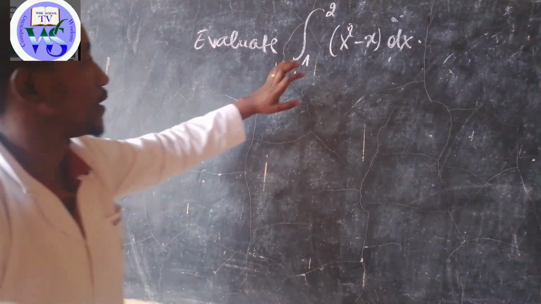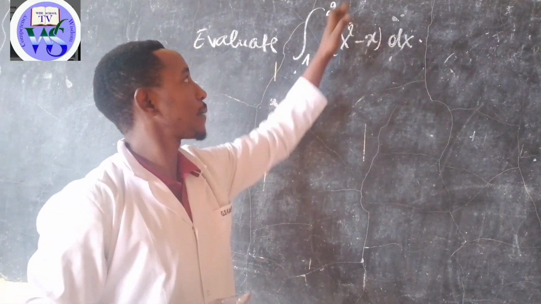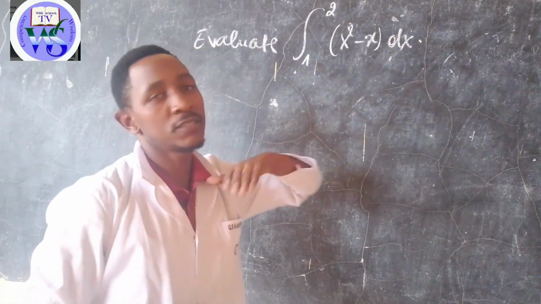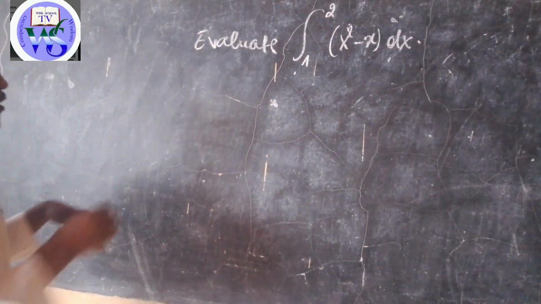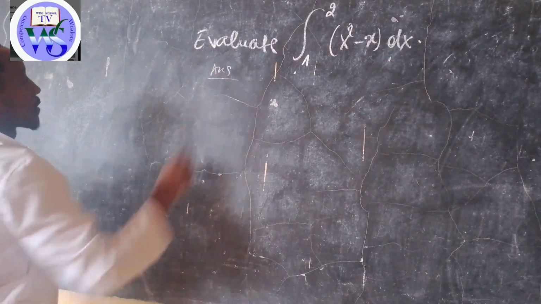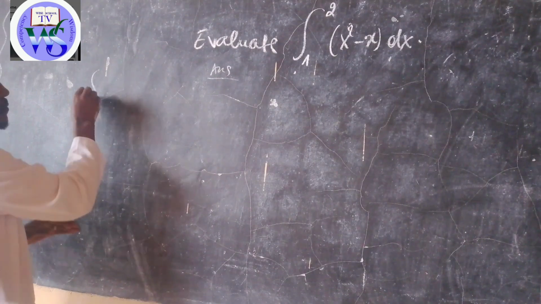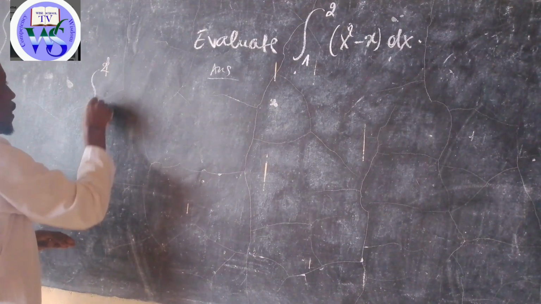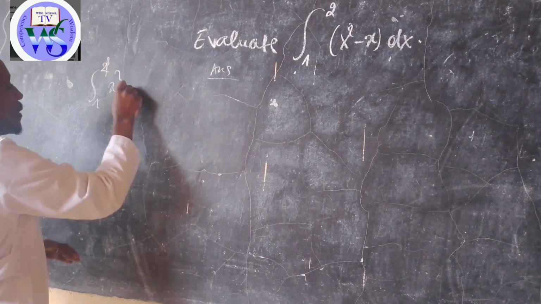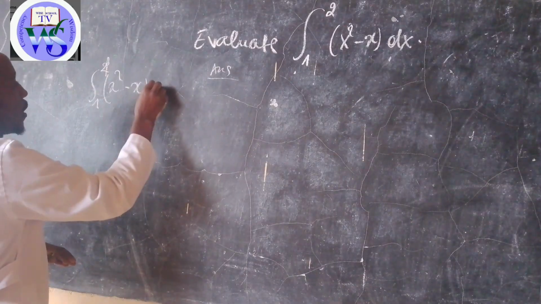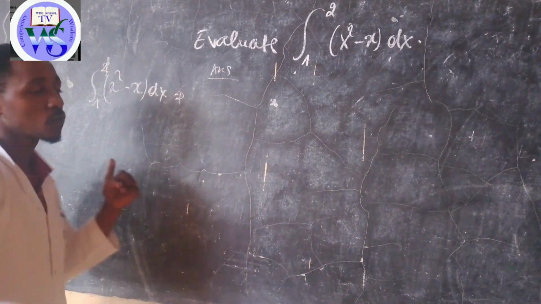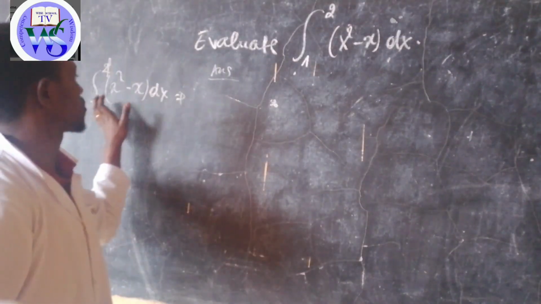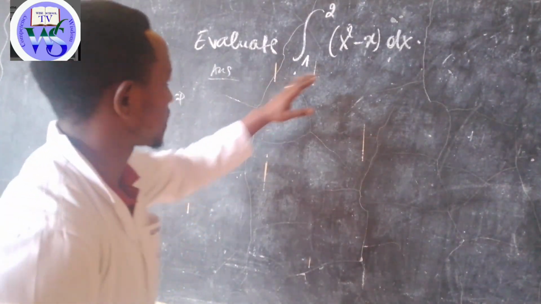Evaluate the integral from 1 up to 2 of x squared minus x dx. How do we evaluate this integration? The integral from 1 up to 2 of x squared minus x dx is what? First of all, we find the integration of this function.